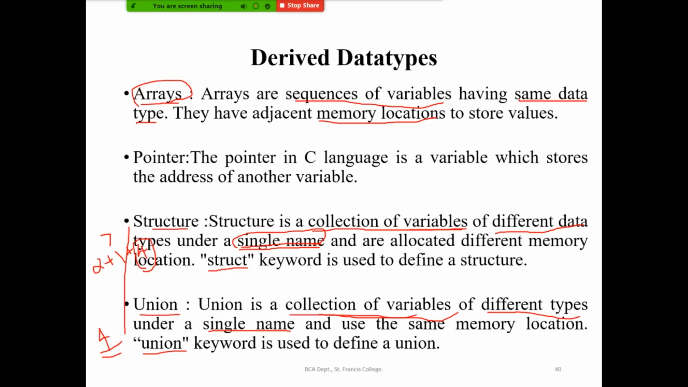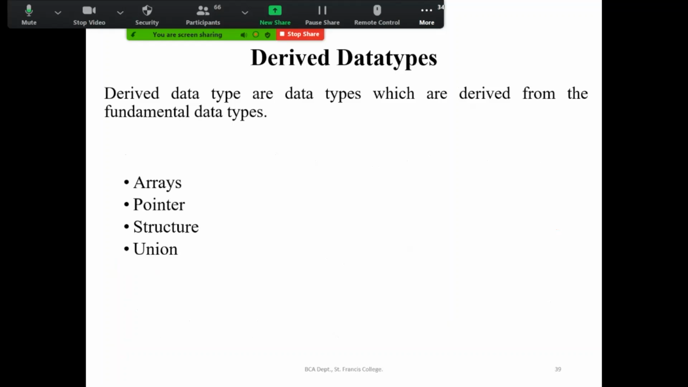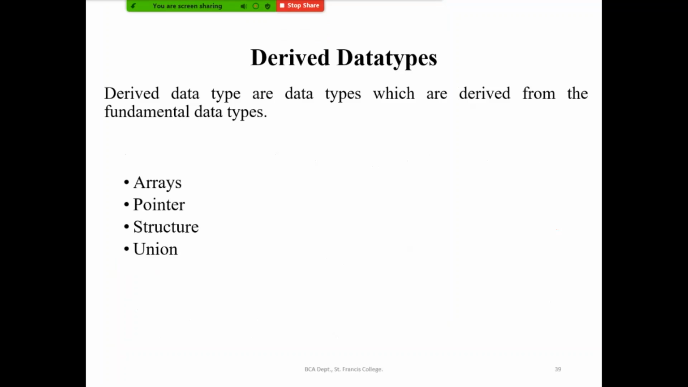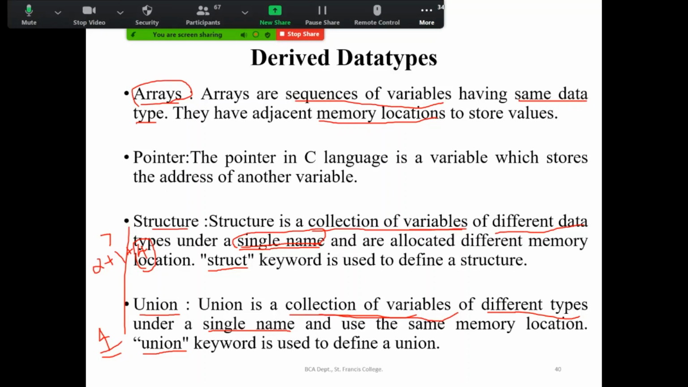For the time being, for the exam, they will be asking only what the different derived data types are. You can just answer arrays, pointers, structure, and union. For the unit test, we are only setting the question paper. For the final exam, we will be covering all these chapters and it will be clear. Understood? I didn't want to leave it without telling anything. That's why I kept this slide.